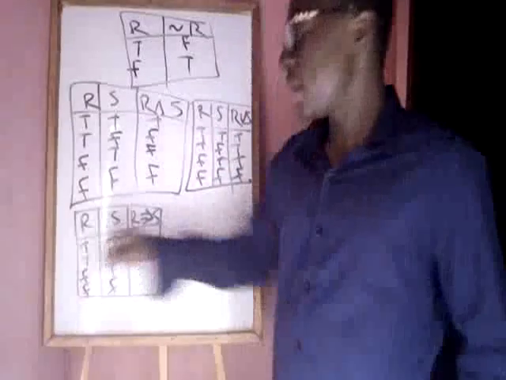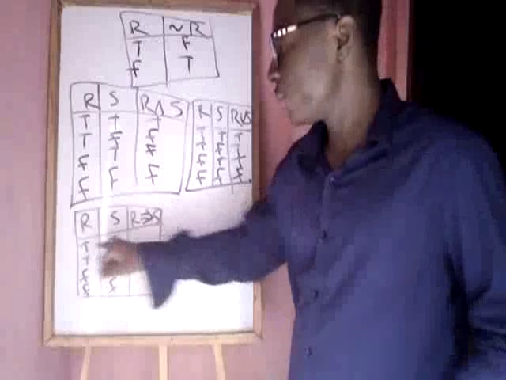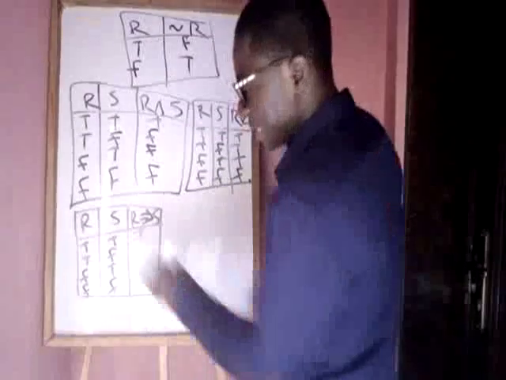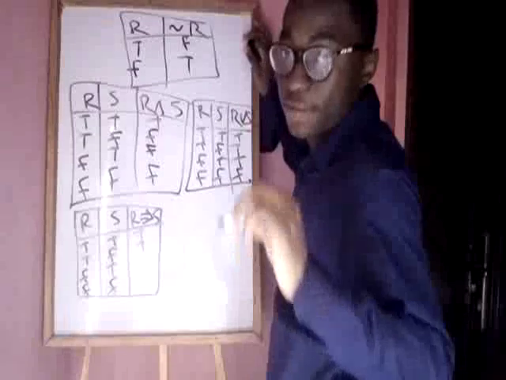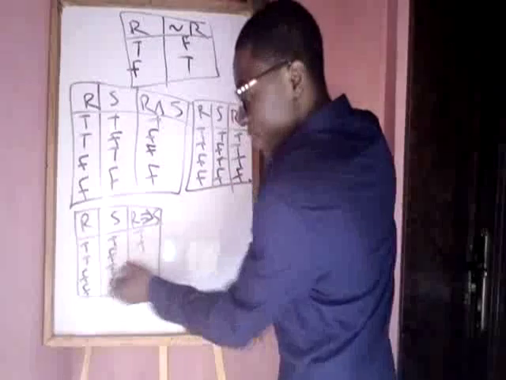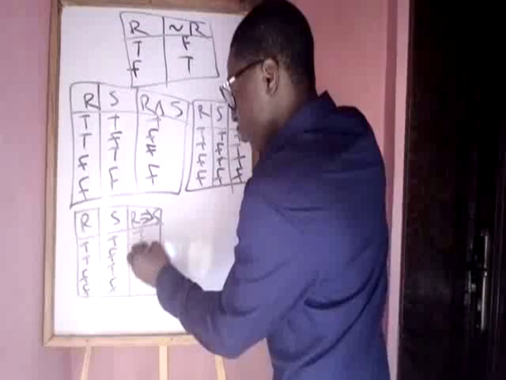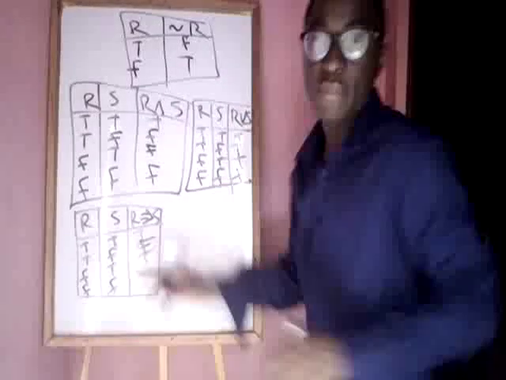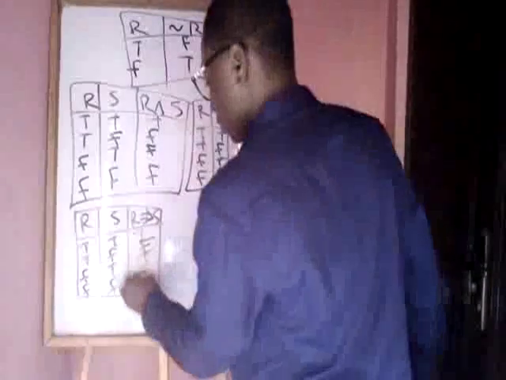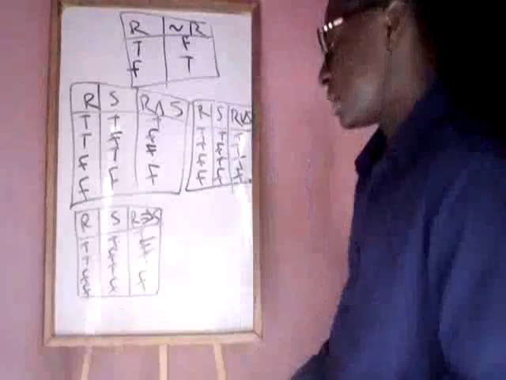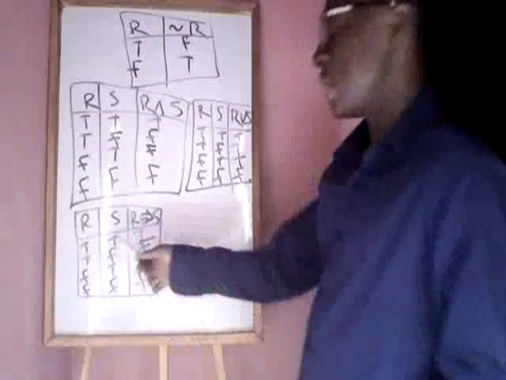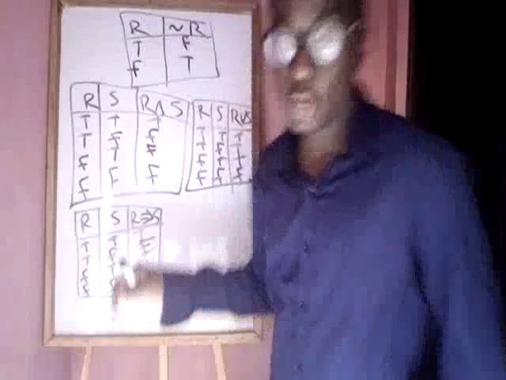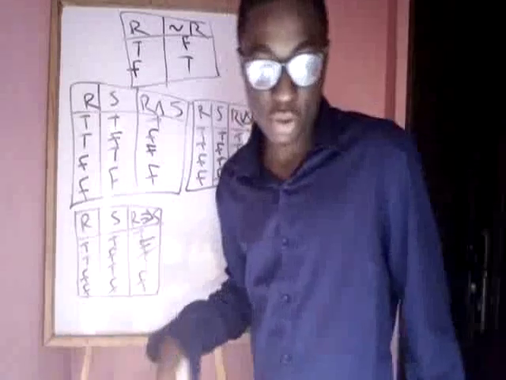Now when you say R implies S, if true implies true, then it is true, but if true implies false, then that is false. So we are basically concerned with the final answer here. Then if false implies true, we don't care, it is still true. If false implies false, then they are both false, which is true. So the implication is true in two cases: when they are both true, or when the last one is true. Those are the two cases where your implication or conditional proposition is true.